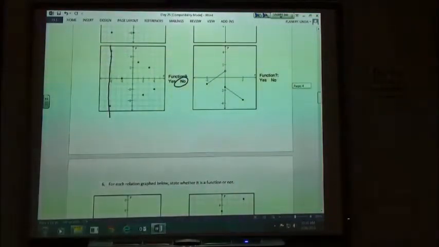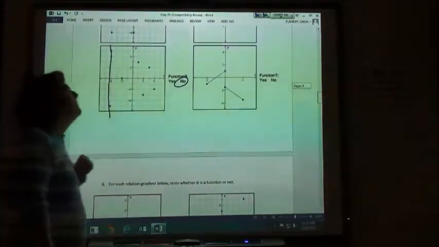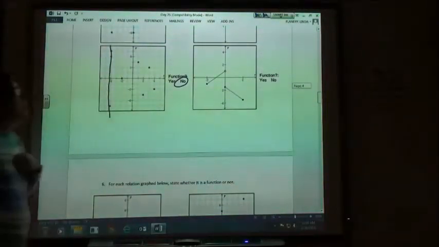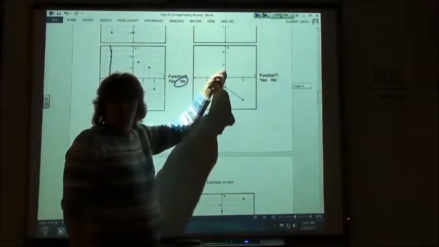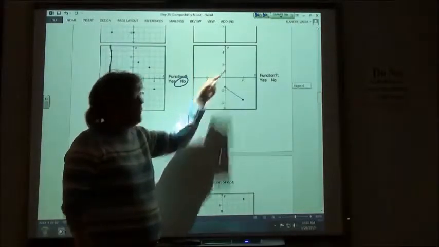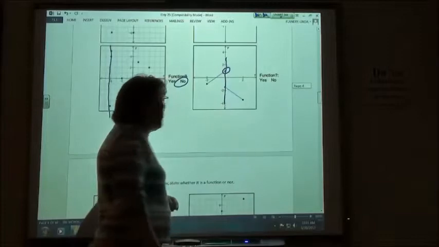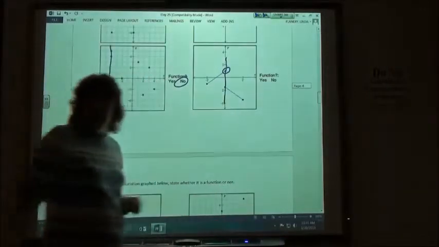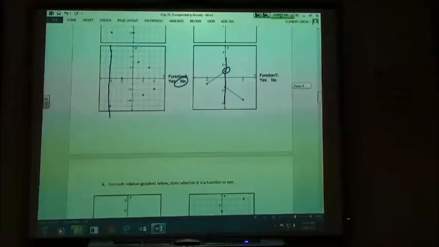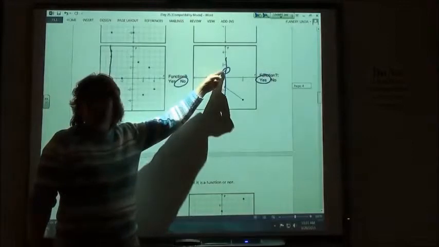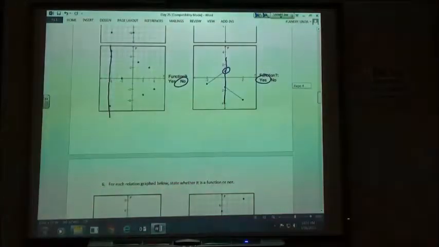Now the next one's a little bit tricky. Is that going to be a function or not? Now if you use this open dot, are you touching the dot when you draw your line? Because it's open. So if I drew my line here, I'm technically not touching that point because it's open. I'm only touching this one, right? So I'm only touching one point. So yes, that one's going to be okay. If that had been a filled in dot, then my answer would have been no. But since it's an open circle, then it's a yes.